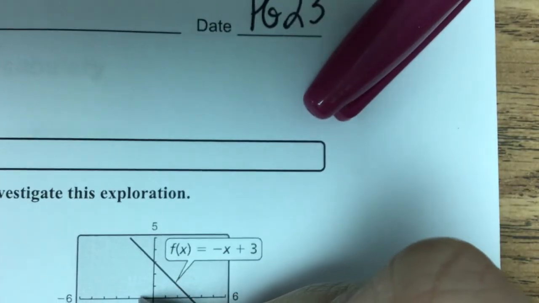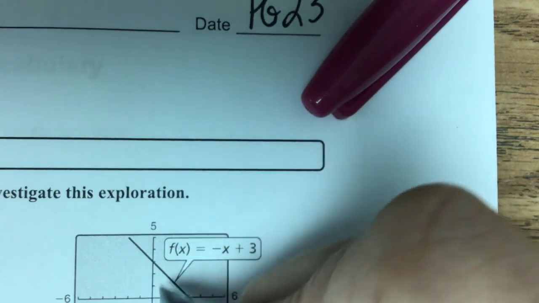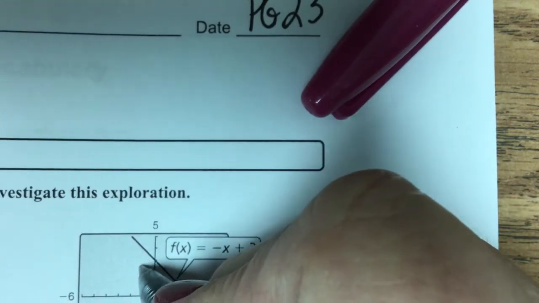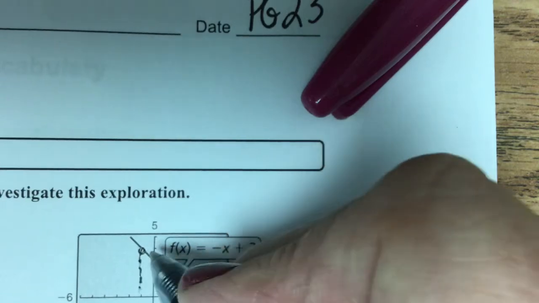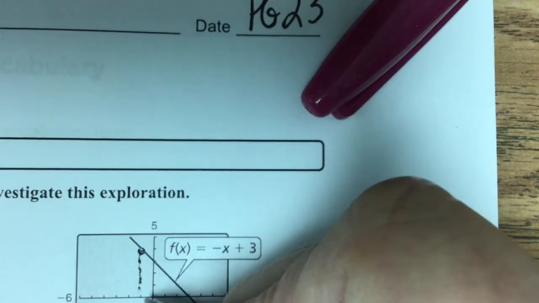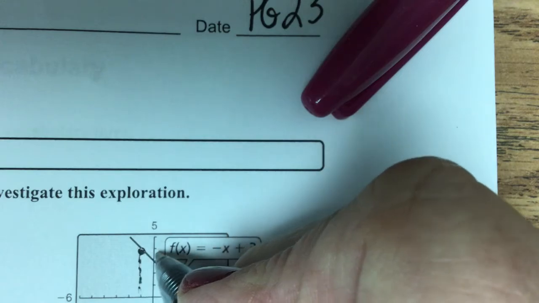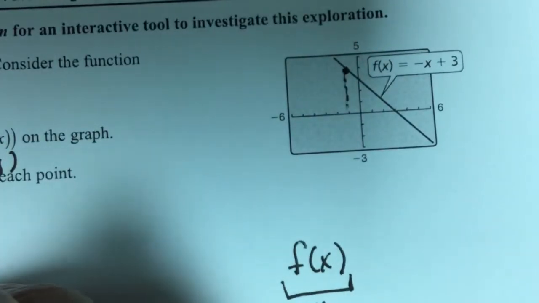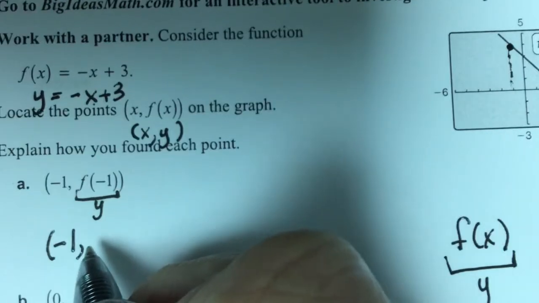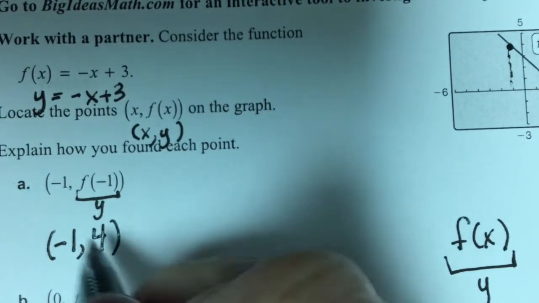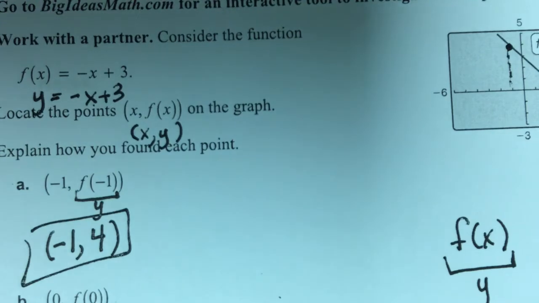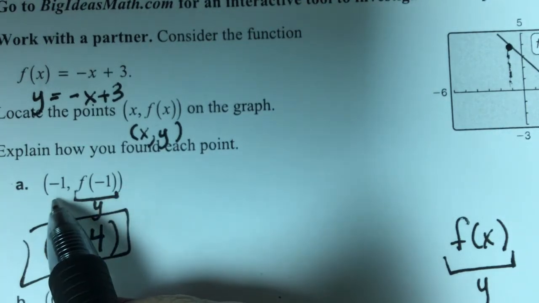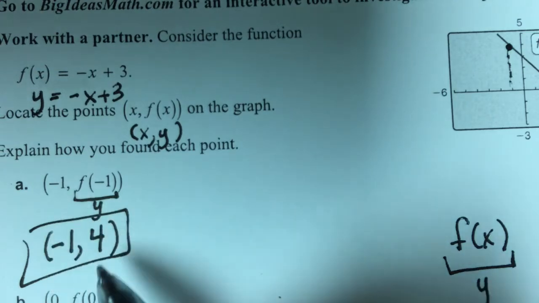So knowing that, I can go up to this graph, go to -1 on x, and then go up the graph. What is that value there? When x is -1, what's y? Hopefully you see it's 4. So the answer is (-1, 4) for letter A. F of -1 is 4 because when x is -1, y is 4.